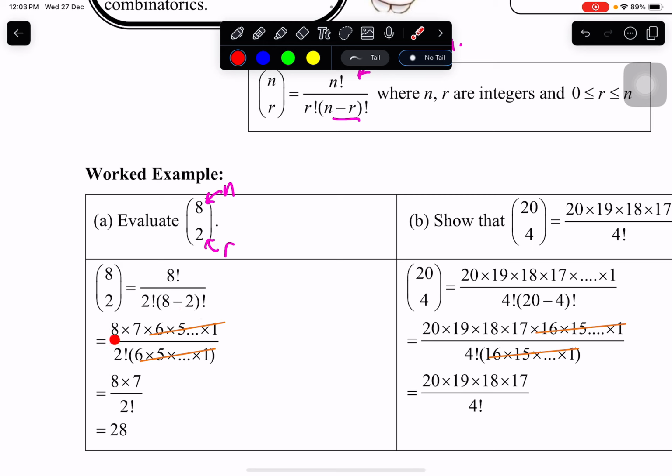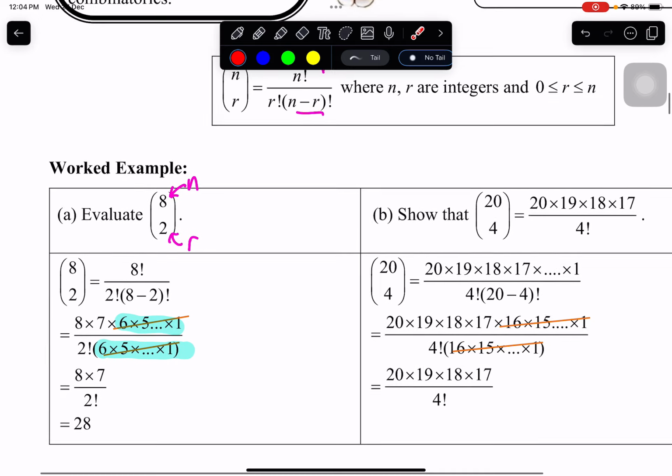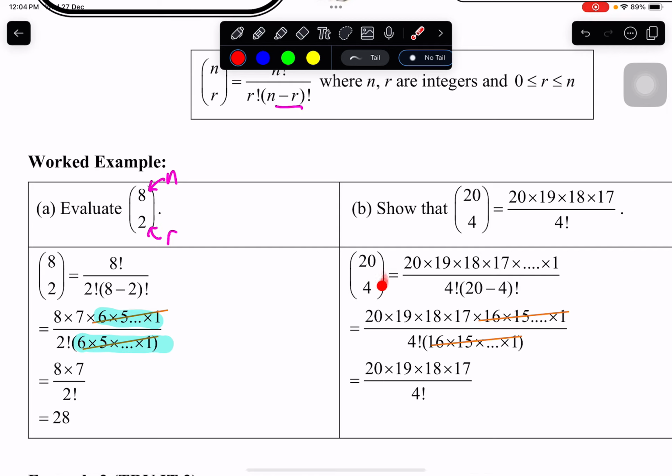Based on my understanding of what 8 factorial is, I'll write down the expression on the numerator. Likewise for the denominator, 8 minus 2 is 6 factorial, so 6 times 5 times 4 all the way to 1. And like just now, I noticed these two terms cancel each other out. That leaves me with 8 times 7 divided by 2 factorial. Using the calculator, I would be able to obtain 28. So you can see for yourself.